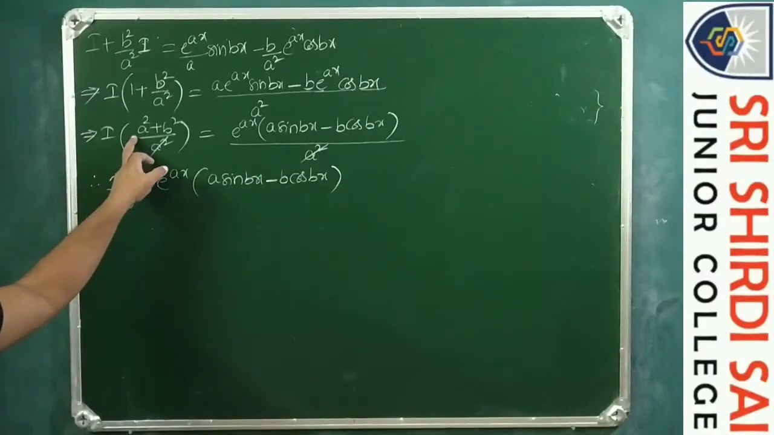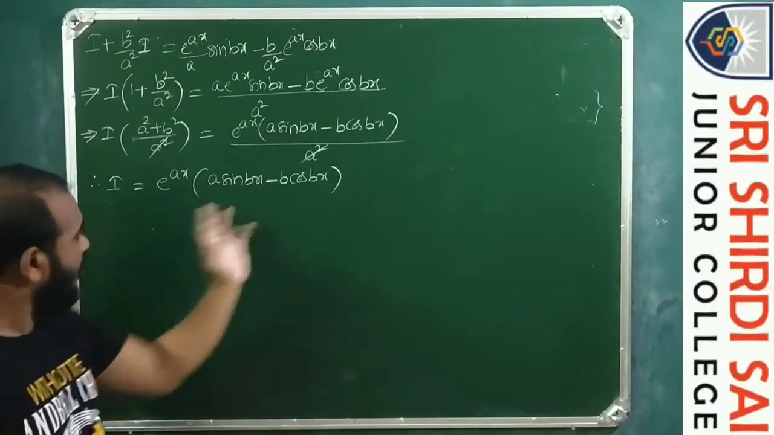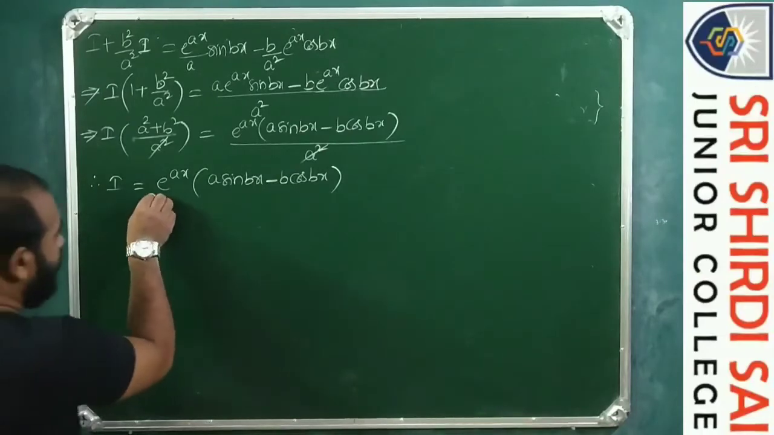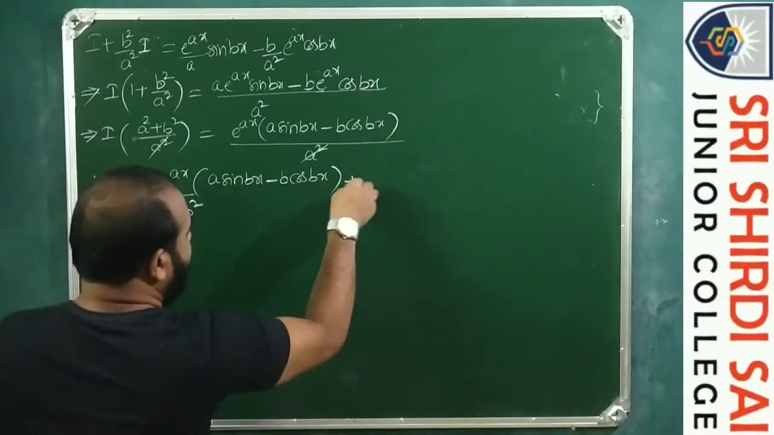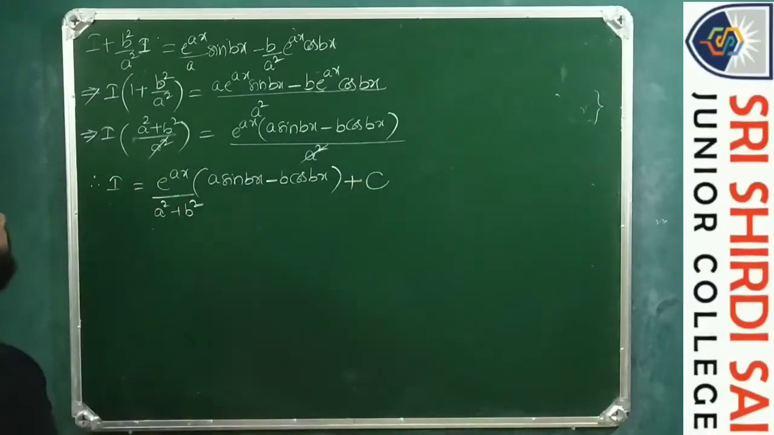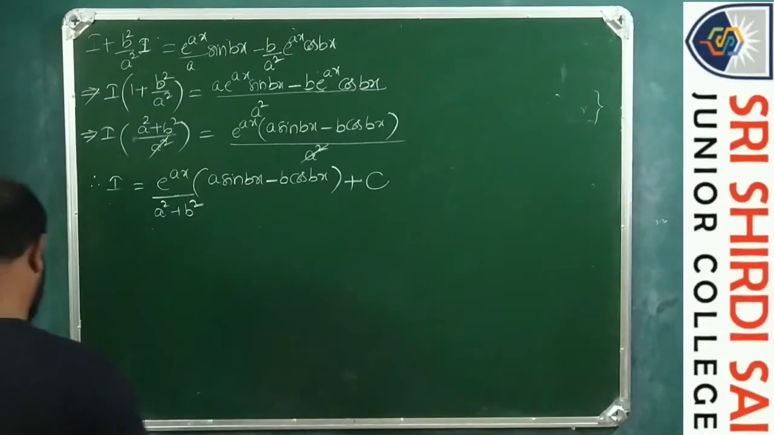Here a square plus b square is being multiplied with I, so on transposing it would be dividing. So by a square plus b square, plus constant of integration c. So this is the answer for that. So let us see the next question.